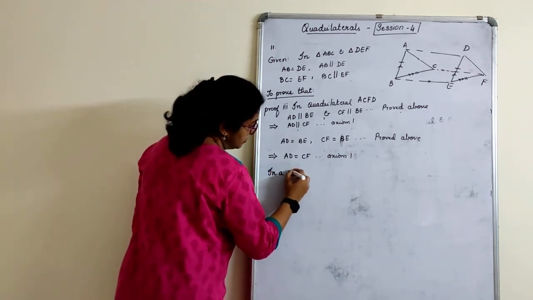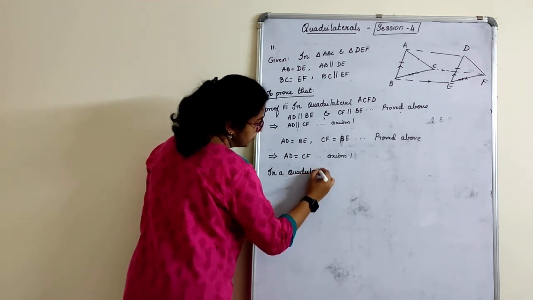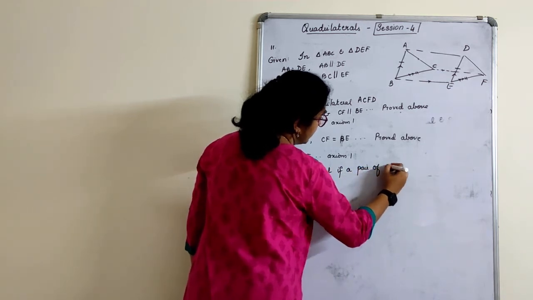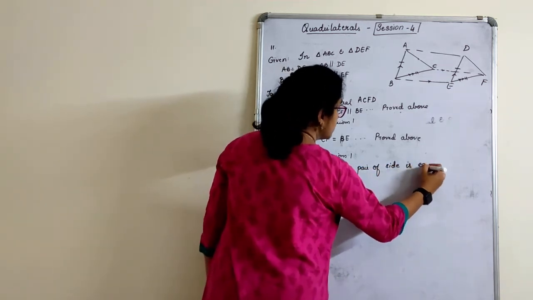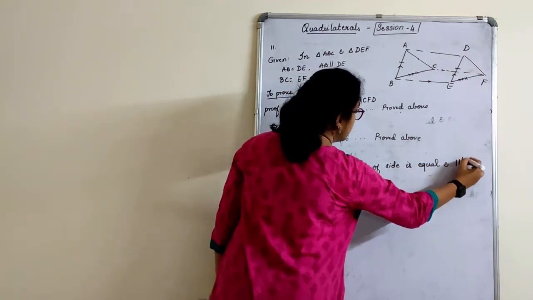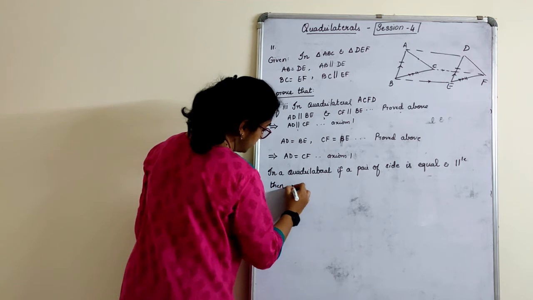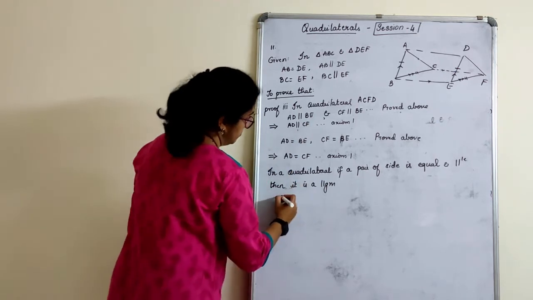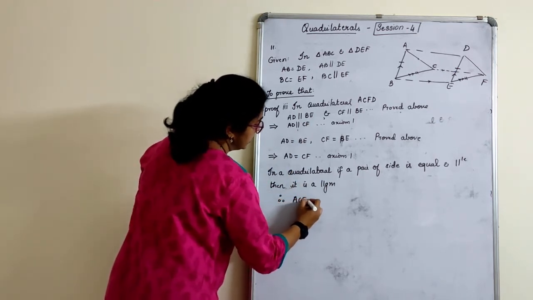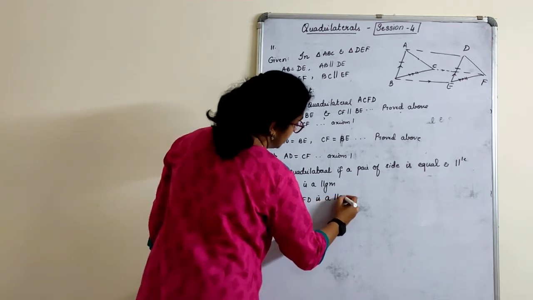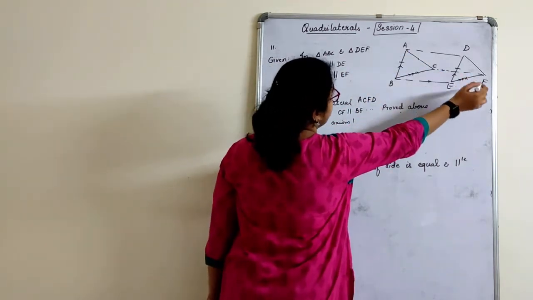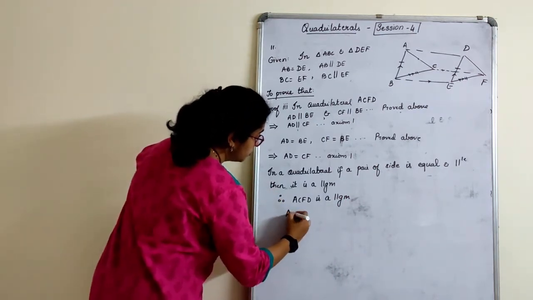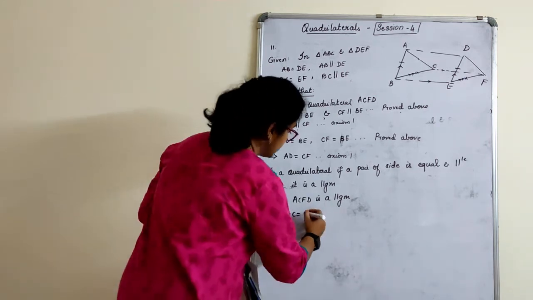In a quadrilateral, if a pair of sides is equal and parallel, then it is a parallelogram. Therefore, ACFD is a parallelogram. Now, since it is a parallelogram, opposite sides are equal. So, AC is equal to what they have asked, DF.